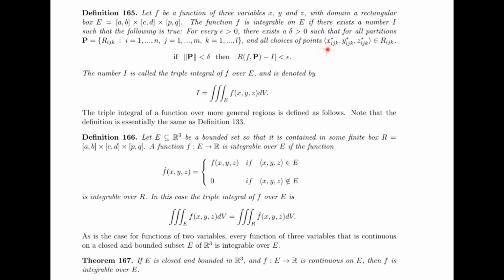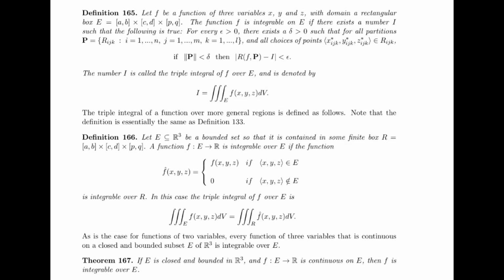If such a number I exists, then we call this number the triple integral of f over E. And we're again going to denote it in a similar way. So now we have 3 integral symbols because we're integrating over a 3-dimensional region E. We have our function, and then we have the dV. The V stands for volume. It's just notation, and it's reminding us that we're integrating over a volume.